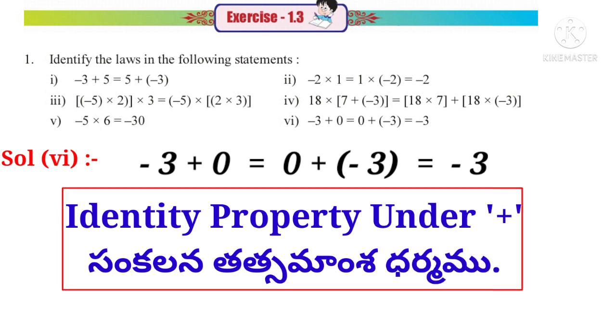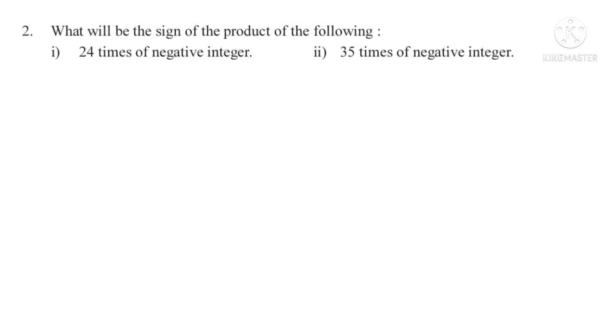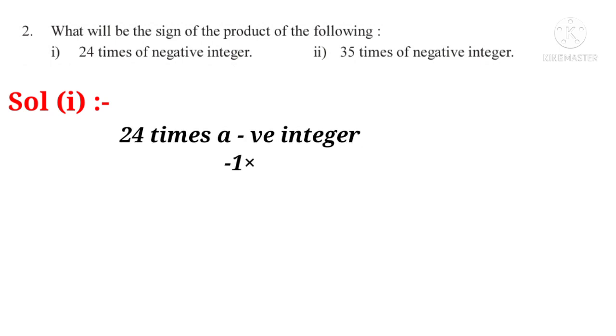Sankalana tatsamamsha dharmamu. Next, number 2. What will be the sign of the product of the following? Number 1, 2. Solution 1. 24 times of a negative integer. Let us take minus 1. Minus 1 into minus 1 into minus 1, 24 times.